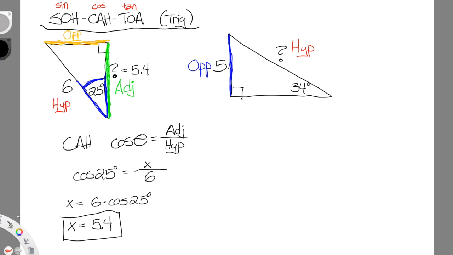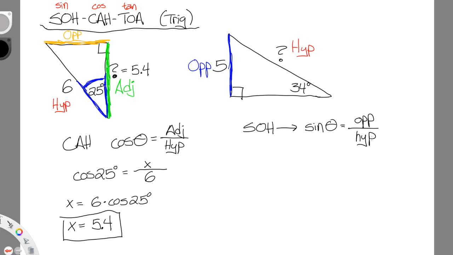So choosing which trig function we need, now we have opposite. Opposite shows up in tangent and sine, and we want the hypotenuse. So that means we're going to want sine. Again, get into the habit now. Start with the SOH, the CAH, or the TOA, because what that tells you is the equation you write down. Sine of theta is opposite divided by the hypotenuse.